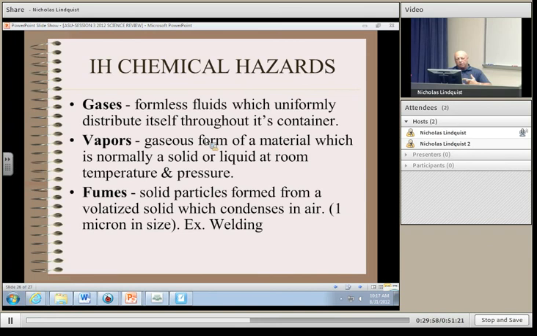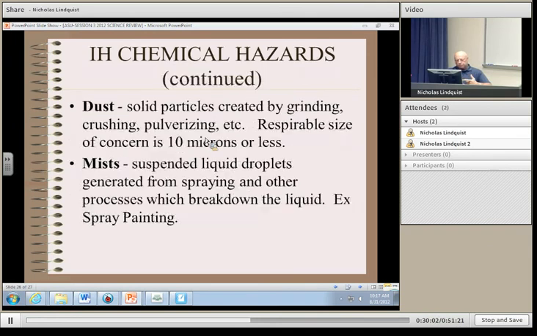Mists are suspended liquid droplets, which are generated from, again, some mechanical action that breaks down a liquid, such as spraying it or other types of processes that break that liquid down. Spray painting is an example of where we could generate a spray paint mist. So that's a quick review of our math and chemistry.